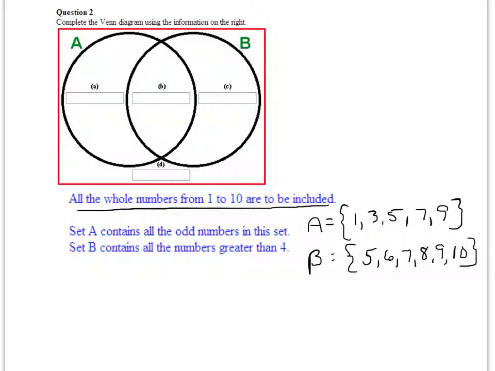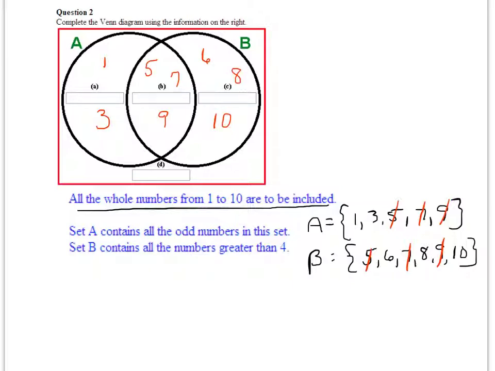So let's start with the intersection. Look at those two sets, and you want to choose what's common to both. In this case, that's 5, 7, and 9. And then we want everything in A that we haven't included yet, so you're going to take out your 5, 7, and 9, which leaves 1 and 3, which belong in the region outside of the intersection, but still in A. And then look at B. If we take out 5, 7, and 9 that we've already used in the intersection, that leaves 6, 8, and 10.